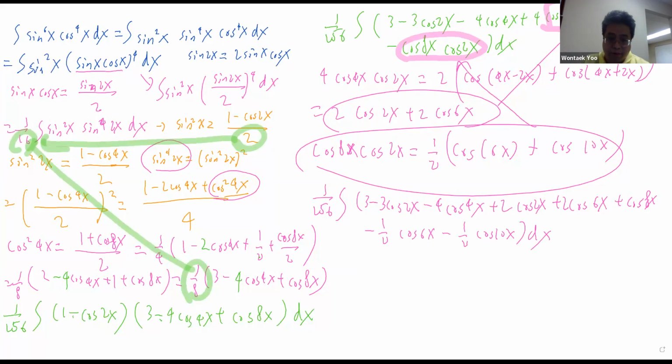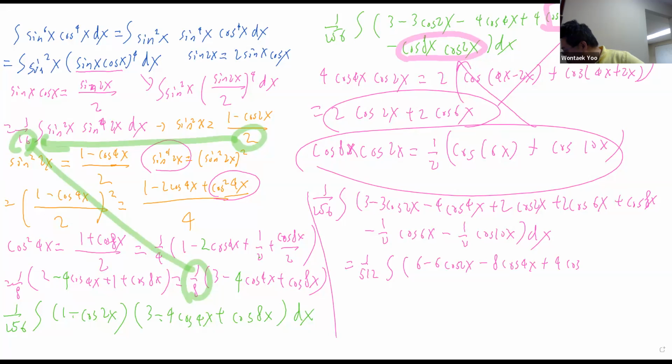Let us take out the factor of half. When we do that, we have this whole expression equals 1 over 512 integral of parenthesis 6 minus 6 times cosine 2x minus 8 times cosine 4x plus 4 times cosine 2x. Well, actually, why not let us combine like terms before we calculate that?